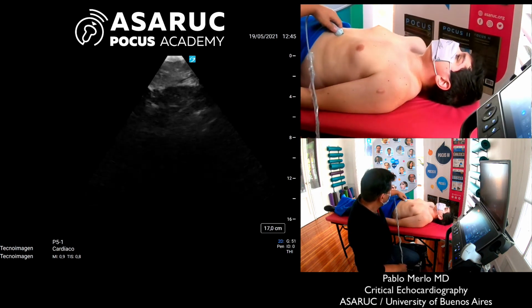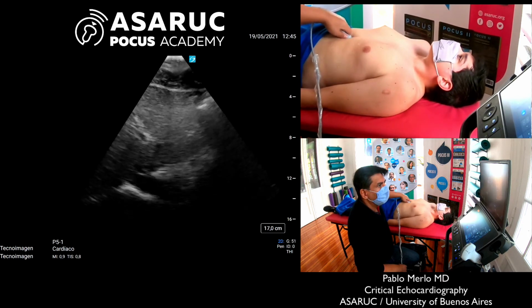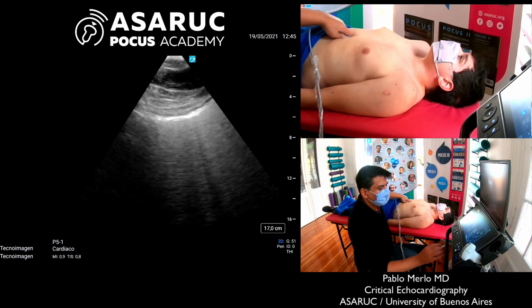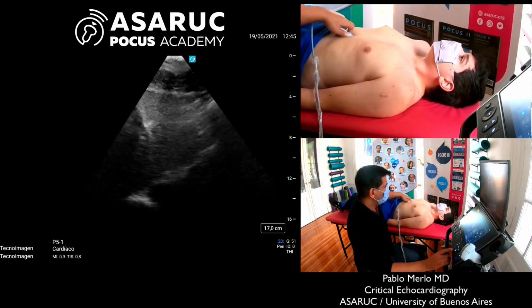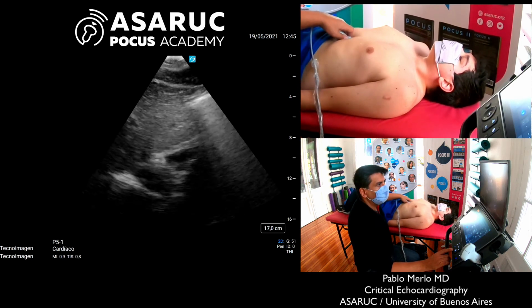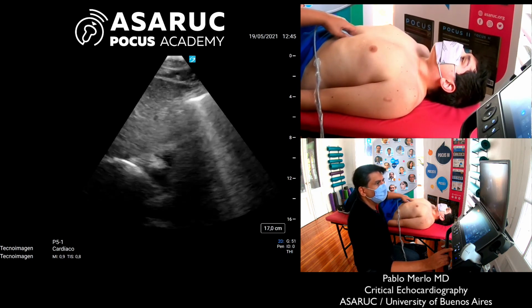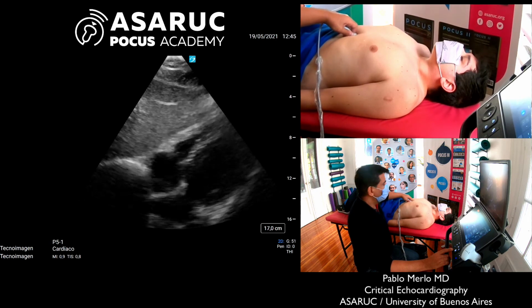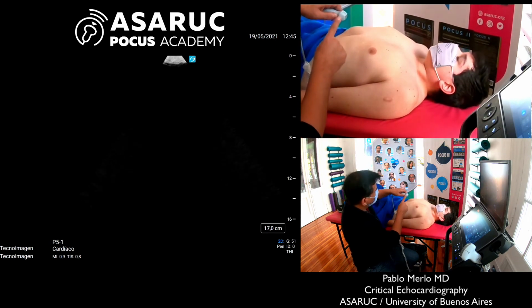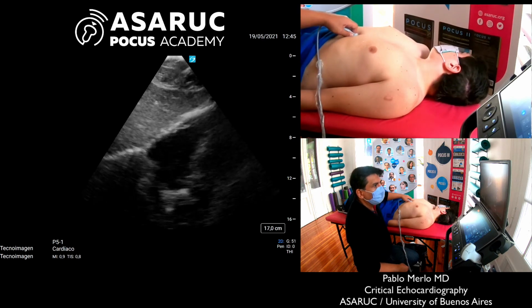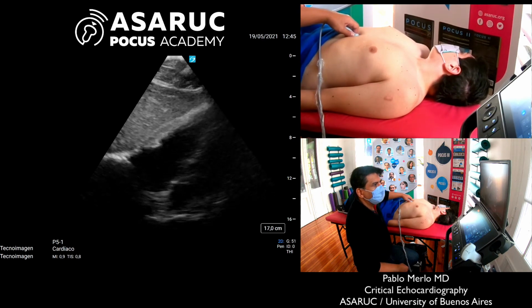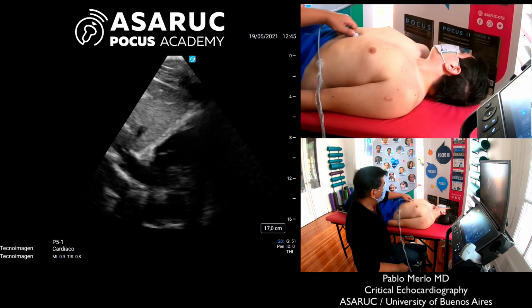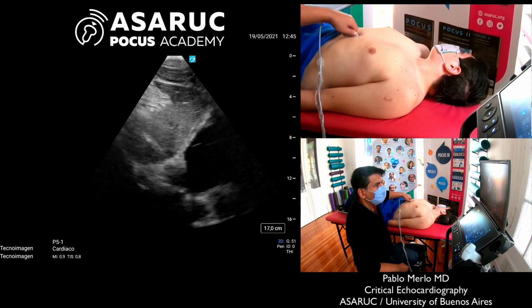Let's finish our test with a subcostal view. He's a young patient. We ask him to flex his legs and take a deep breath to get a subcostal 4-chamber view. The probe marker is pointing to the left. The transducer is applied below the xiphoid process.